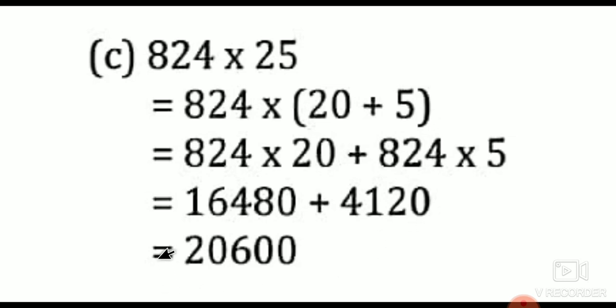If you add 16,480 plus 4,120, you will get 20,600. Therefore the required solution is 20,600. In this way you have to calculate the given numbers using the distributive property.